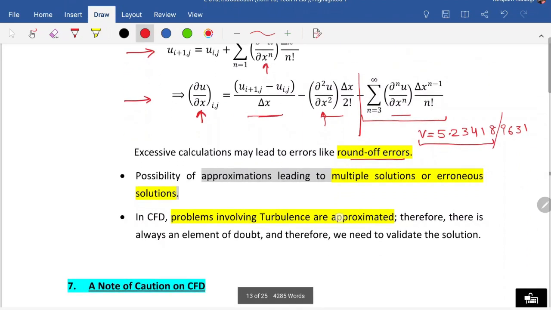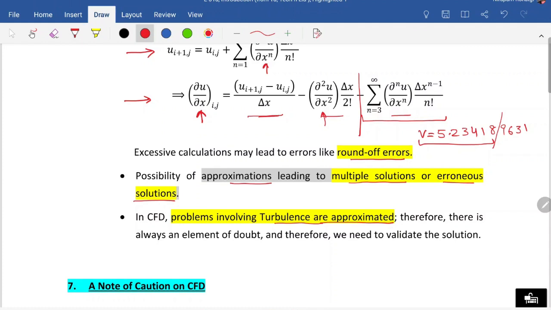Okay. Then when you are making approximations, multiple solutions or erroneous solutions are possible. Now you'll ask why approximations? You have to make approximations, especially in case of turbulence.